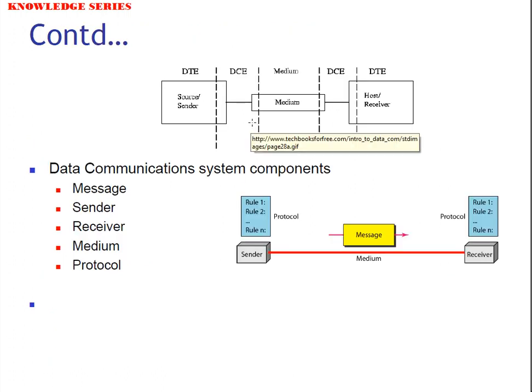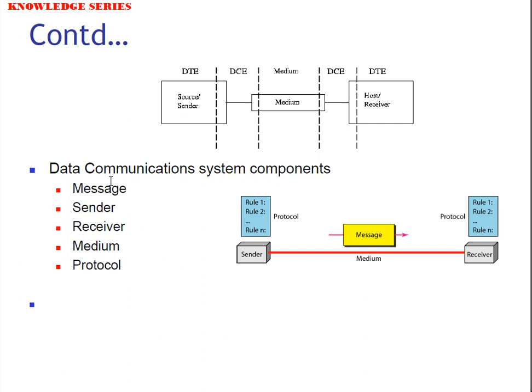Now here, another way it is shown is that between the sender and the receiver there is a DTE to DCE, then the medium, then again back to DCE and then back to DTE. So this is the representation of another form of computer communications, or of how the data is sent from the source to the receiver end.